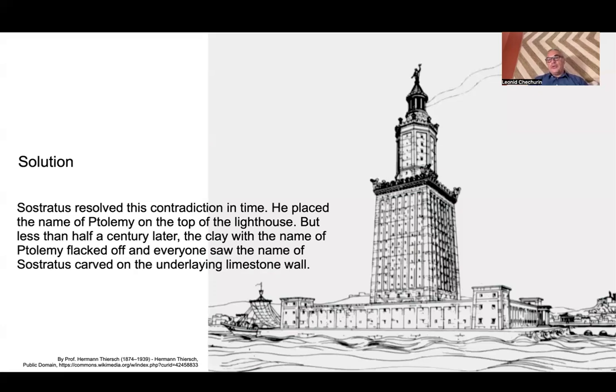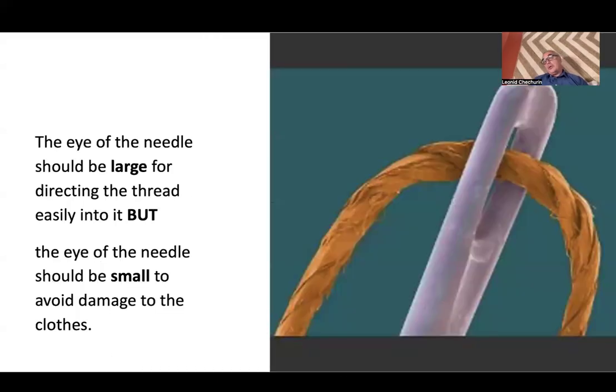And this is an example of contradiction elimination. It's not a compromise at all. It's a kind of win-win. Ptolemy is happy because he sees his name, feeding his ego, and Sostratus was happy because the generations to come knew that Sostratus was the designer. Okay, a couple of other examples.